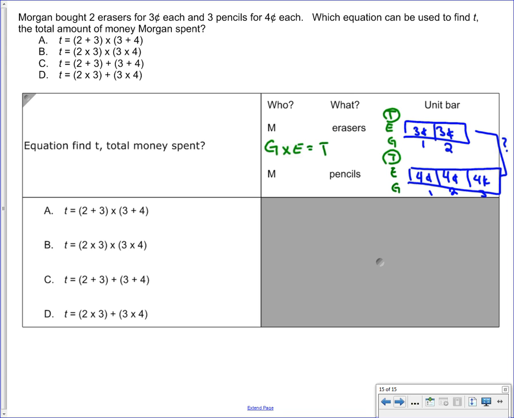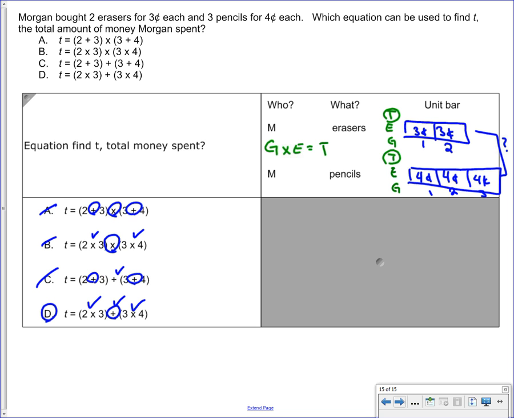Now I'm going to use my answer choices to help me out. So am I doing 2 plus 3 and 3 plus 4 and then multiplying them together? No, that doesn't make sense. Am I doing 2 times 3? Yes, I am. Am I doing 3 times 4? Yes, I am. But I don't multiply those together. Okay, and then this is the same as the first one. We're not adding those two, but we are adding the 2 products together. And finally, our last option is D.